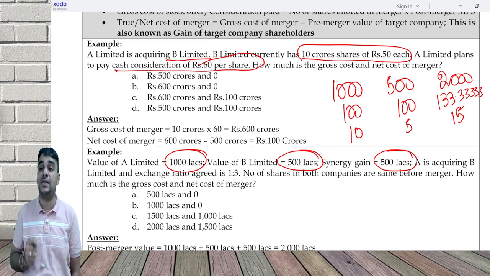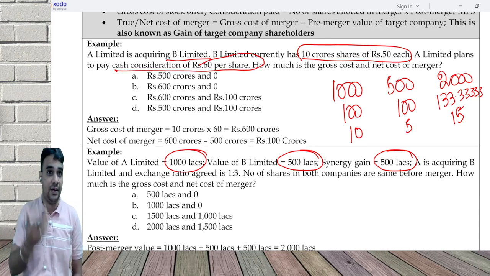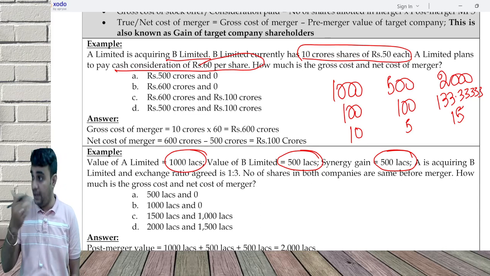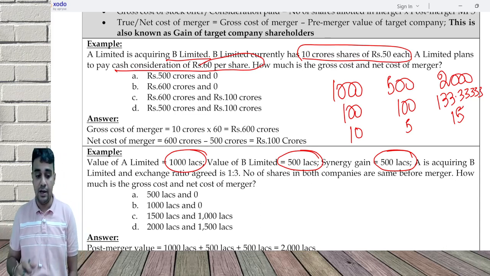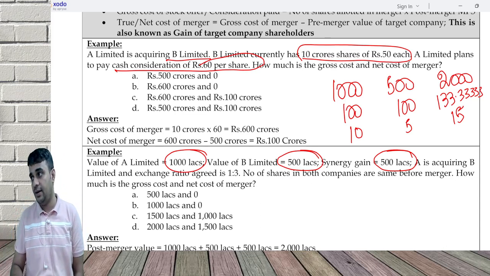What was the value of the second company before merger? So net cost is zero. You did not pay anything extra. Net cost can be negative also, where you are paying lesser. So gross is 500 and net is zero.